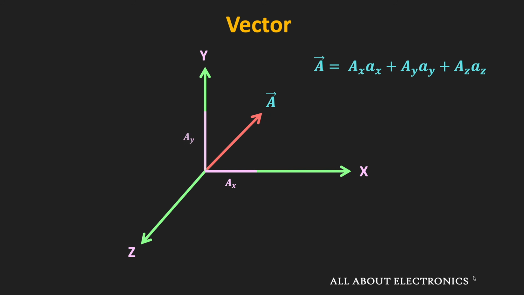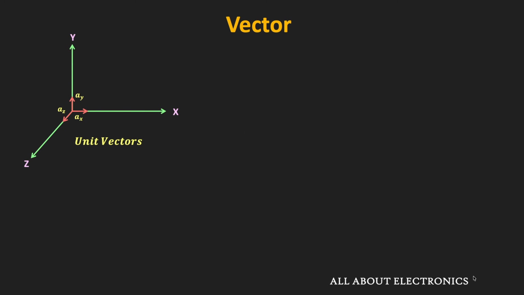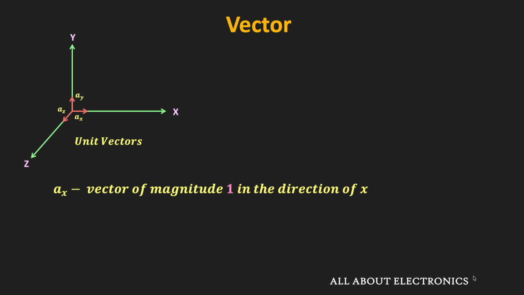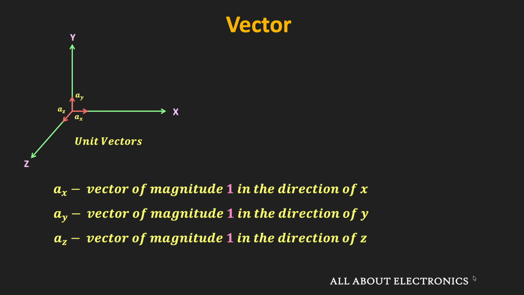where Ax, Ay and Az are the components of this vector A in the direction of x, y and z. And the small ax, ay and az are the unit vectors in the direction of x, y and z. That means the vector ax is a vector of magnitude 1 in the x direction. Similarly, ay and az are also vectors of magnitude 1 in the y and z directions. That means the magnitude of all these vectors is equal to 1, and that is why they are called unit vectors.